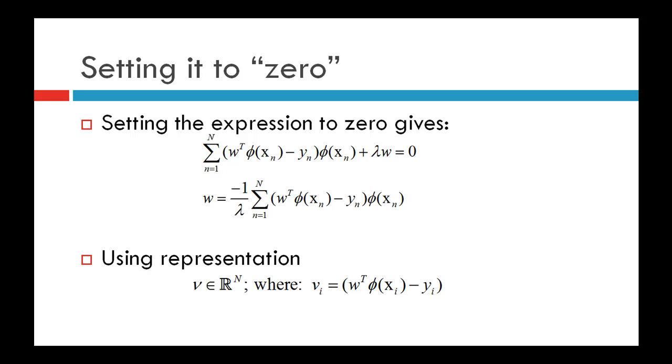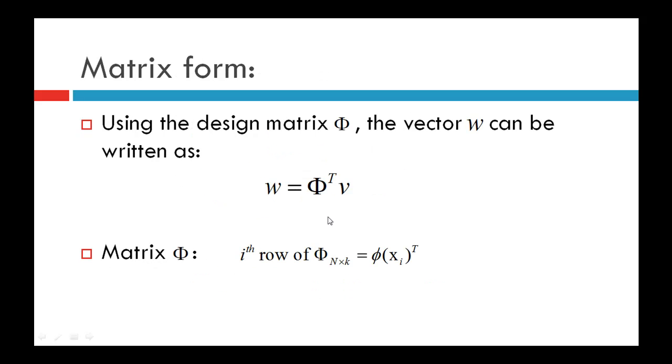So using this representation, the vector mu for representing w transpose phi of xi minus yi, and using the design matrix phi whose ith row is given by phi of xi transpose, we can write the solution for w in matrix form, which is given as w is phi transpose mu, where phi is again the design matrix whose ith row is given as phi of xi transpose. So phi is an N cross K matrix, and mu is a vector in R^N.